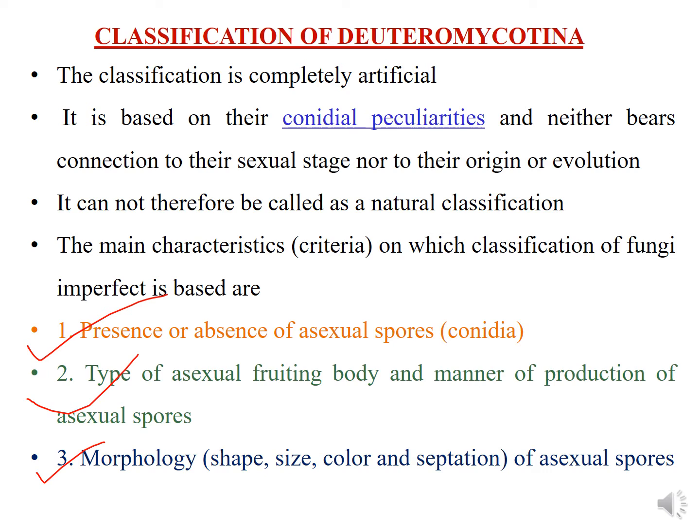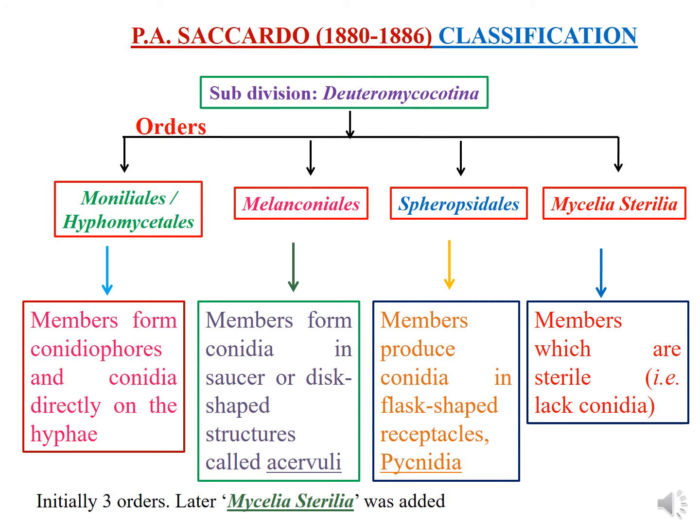So, presence or absence of asexual spores, type of asexual fruiting body, and manner of production of asexual spores, that is, how they are producing, in which manner these conidia are produced, and what is the morphology of these asexual spores. Coming to the first classification, it was given by P.A. Saccardo, and this classification we followed for nearly 100 years, from the 1800s to the 1900s.